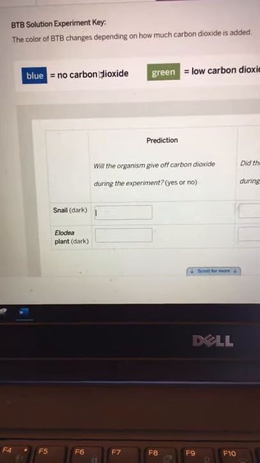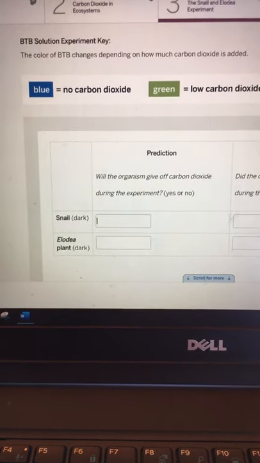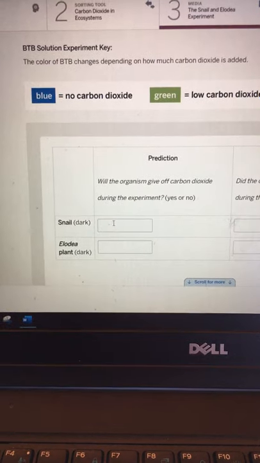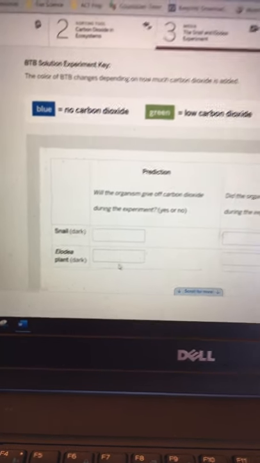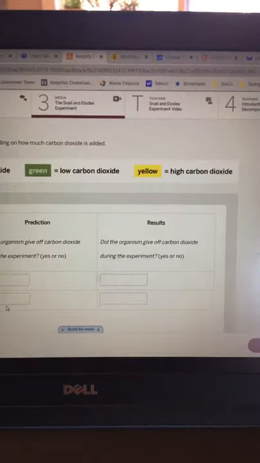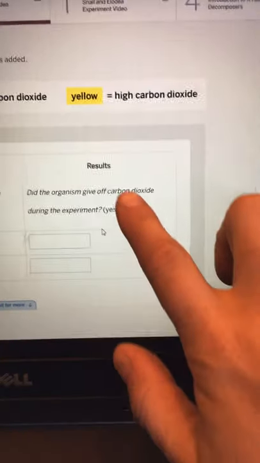Will the organisms give off carbon dioxide during the experiment? Yes or no? So just make your prediction. Do you think the snail will give off carbon dioxide? Okay, do you think the plant will give off carbon dioxide? Okay, then you guys can go ahead and watch part two of the experiment. Okay, after part two, come back in and fill out the results.